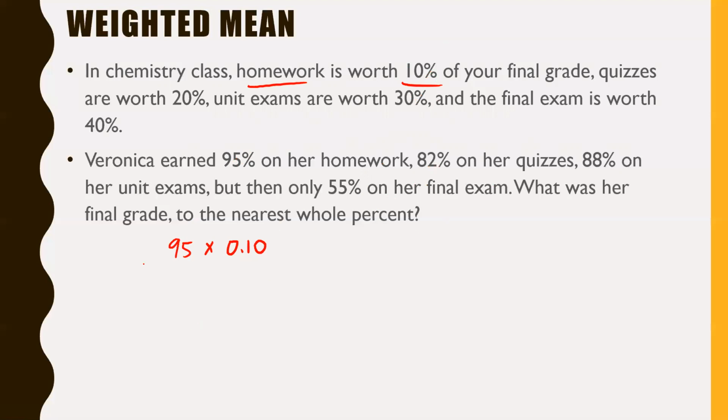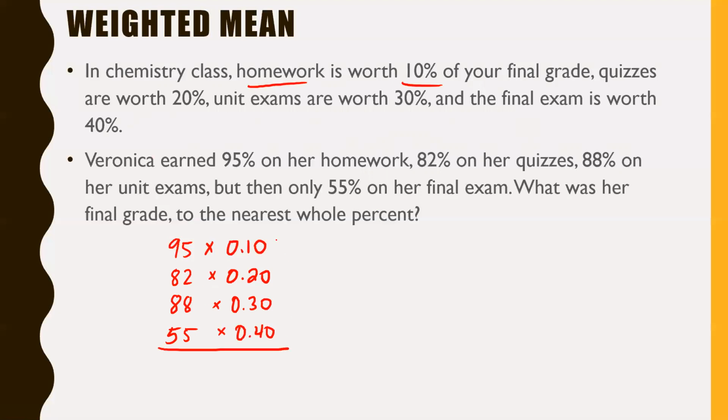Anyway, the next one she had was her quizzes, 82%. And we got to multiply that by a quiz weighting. Quizzes are weighted at 20%, so we'll times that by 20%. Then we had our unit exams, 88%. Got to times that by what they're worth, which is 30%, so 0.30. And then her final exam, which was a much lower grade than what she'd been getting on everything else, 55%, times by the final exam's weighting, which is 40%.